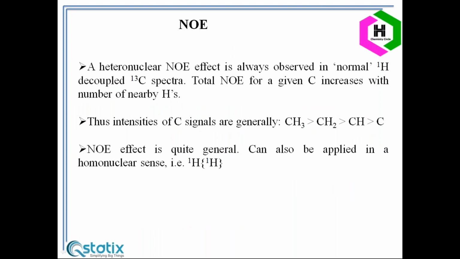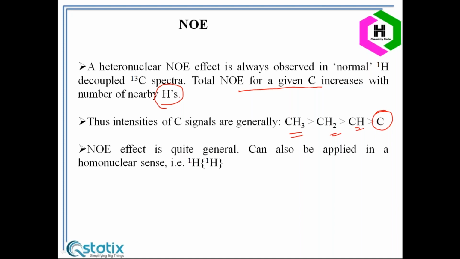A heteronuclear NOE effect is always observed in normal hydrogen decoupled spectra only. And this total NOE for a given carbon is going to increase with the number of hydrogens. If there are more hydrogens, the signal intensity is going to increase more. If there are fewer hydrogens, the signal intensity is going to increase less. Here you can see CH3 will have more intensity, followed by CH2, followed by CH. The quaternary carbon will have less intensity compared to that because of the nuclear Overhauser effect. And this is quite general.